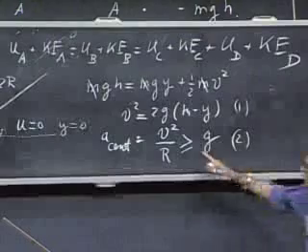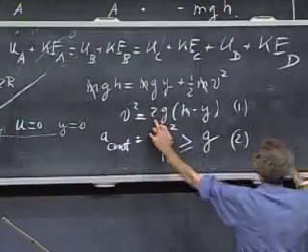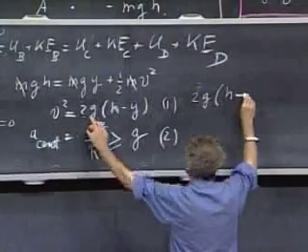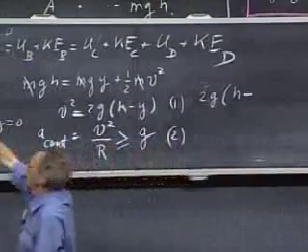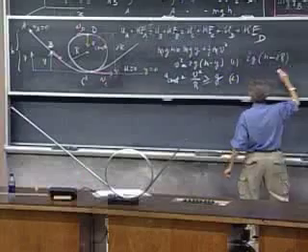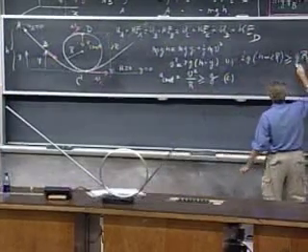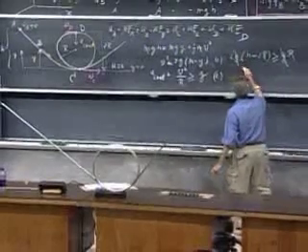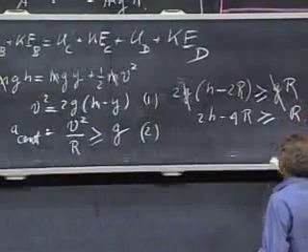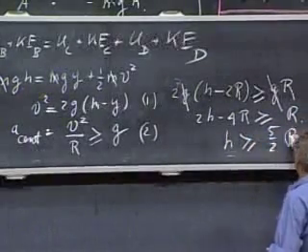So look very carefully. v squared must be larger or equal to gr. So I have here v squared, which is 2g times (h minus y). But y for that point D is 2r. So I put in a 2r. Must be larger or equal to gr. I lose my g. So 2h minus 4r must be larger or equal to r. So h must be larger or equal to 2.5r.